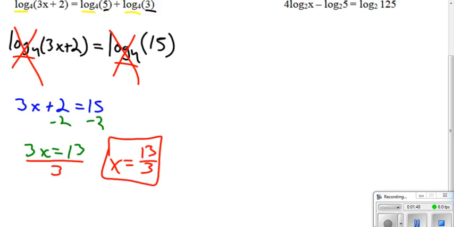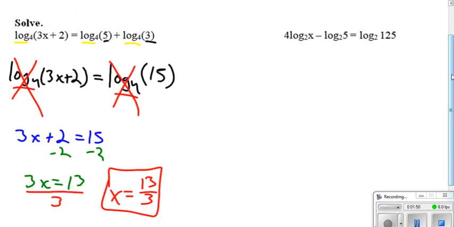So if we have, again, 4 log base 2 of x minus log base 2 of 5 equals log base 2 of 125. This one might take a couple steps to simplify. Remember that anytime we have a logarithm with a number out in front, that's the same as taking the log of that base to the number to that power. So we would say this is log base 2 of x to the 4th minus log base 2 of 5 equals log base 2 of 125.